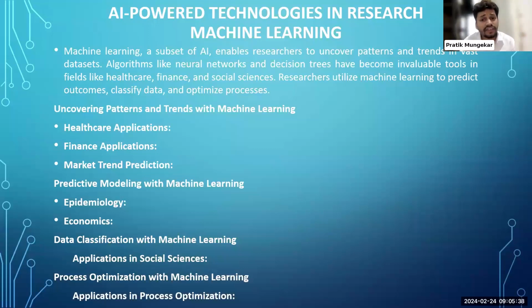Then data classification with machine learning. Now, data classification, a fundamental function of machine learning, is instrumental in numerous research areas, including social sciences. So researchers turn to machine learning algorithms to categorize data into relevant and meaningful categories, greatly aiding in the process of identifying and analyzing key information. So in social sciences, the capability is particularly useful, enabling researchers to sift through large volumes of unstructured data and extract valuable insights efficiently.